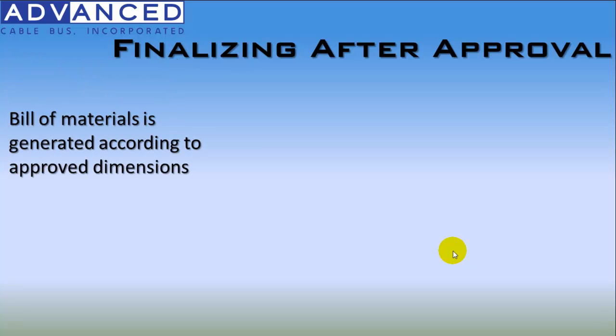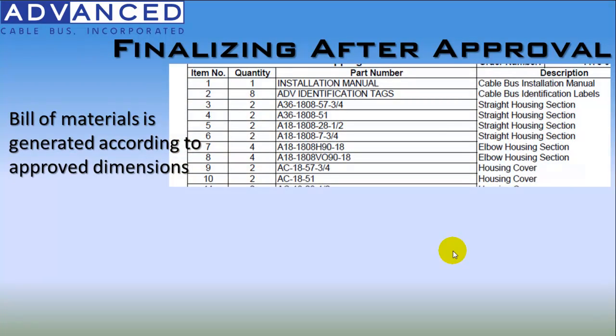Finally, the bill of material will be generated according to the approved dimensions. So once we receive the approval from our client, that is when we are able to finalize the bill of material. This will ensure that the bill of material will include material that is exactly of the correct sizes, shapes and amounts that will ensure a successful installation. And our bill of material will include item number, quantity, and descriptive information as well.